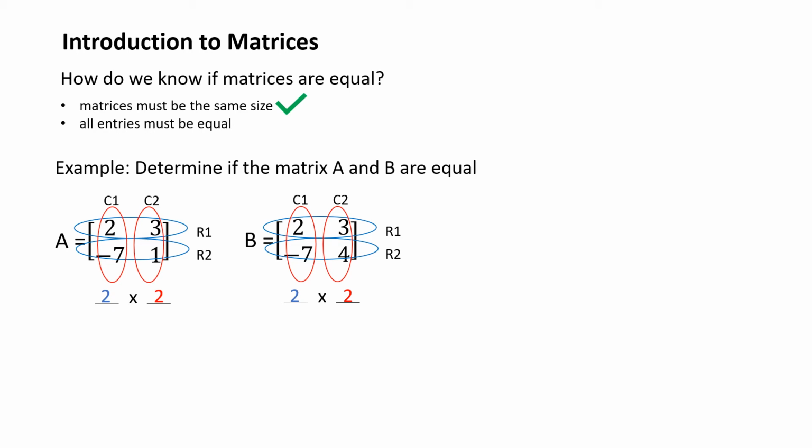Next, we must determine if all entries are equal. And in this case, we can see that this value here in matrix A and this value here in matrix B are not equal. Therefore, matrix A and matrix B are not equal.